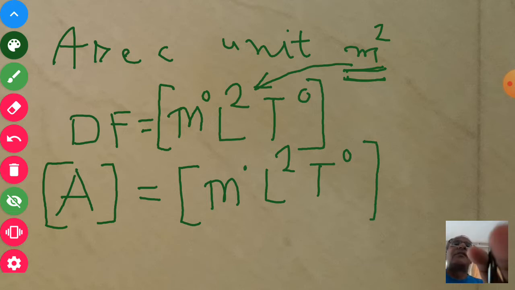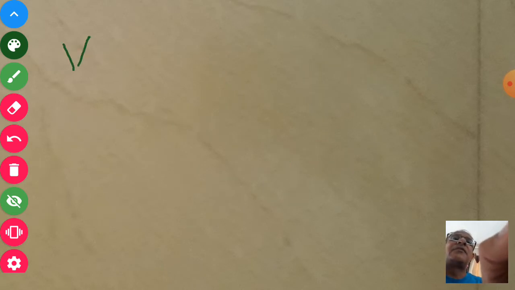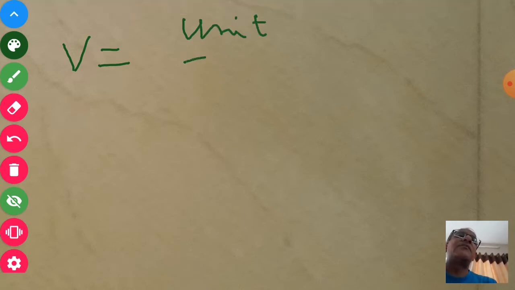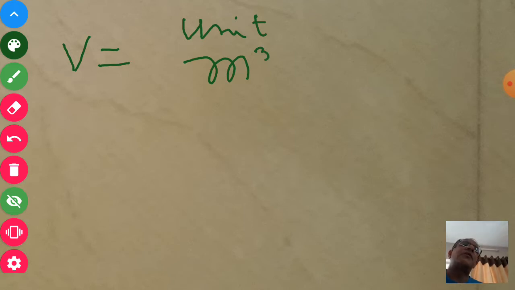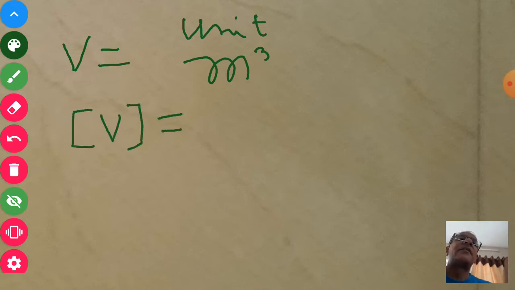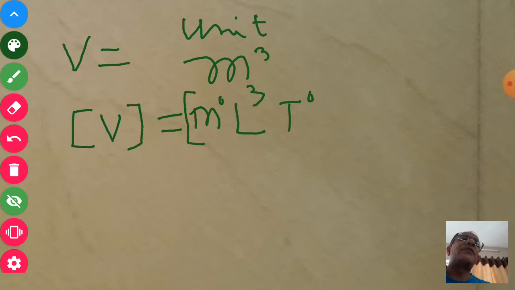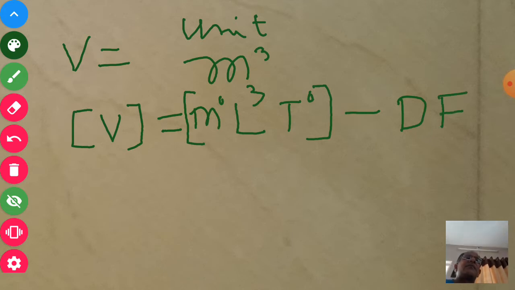Now another dimensional formula, say volume. The unit of volume is meter cube, so we can say length is measured 3 times, and we write the dimensional formula of volume as L raised to 3. No mass is measured, so M raised to 0, T raised to 0. So the dimensional formula of volume will be M0 L3 T0.